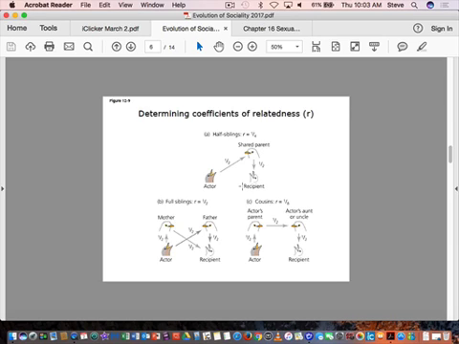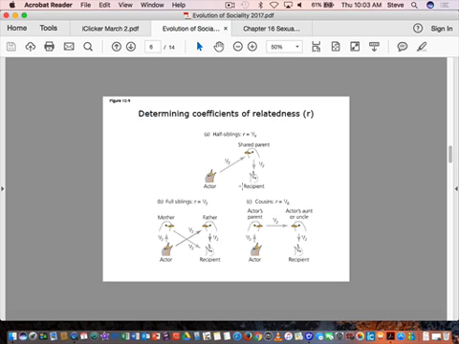Full siblings, you go through these two paths, you put them together, you get 1/4, and then there's another path, you add them together, and guess what you get if you have a full sib? The R is a half. So obviously full siblings are much more closely related to one another than half siblings because they share the same mother and father.